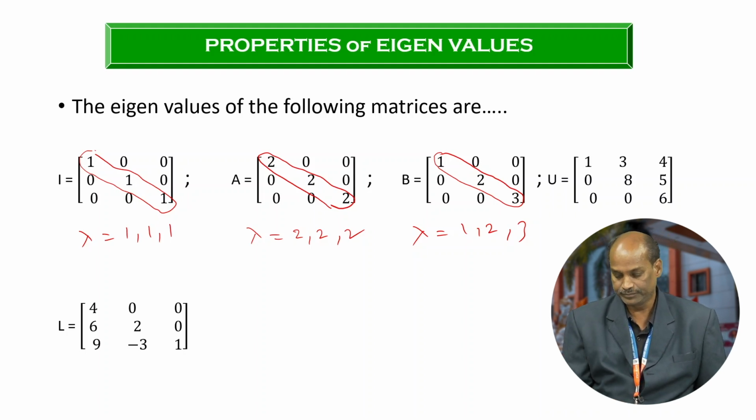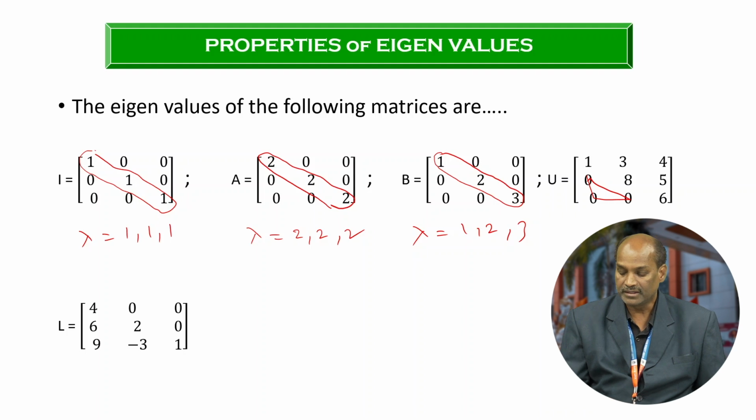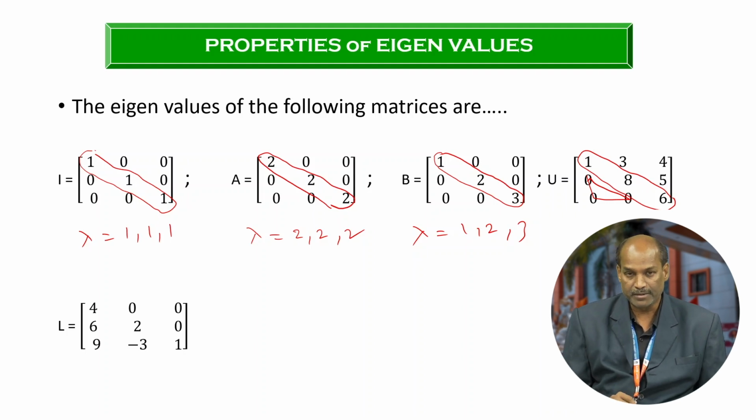Similarly, you see this. It is an upper triangular matrix. These three are 0, therefore it is an upper triangular matrix. If the matrix is an upper triangular matrix, then the eigenvalues are the same as the diagonal elements. That is 1, 8, 6. These are the eigenvalues of the upper triangular matrix.